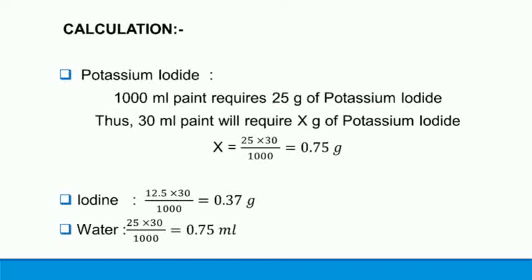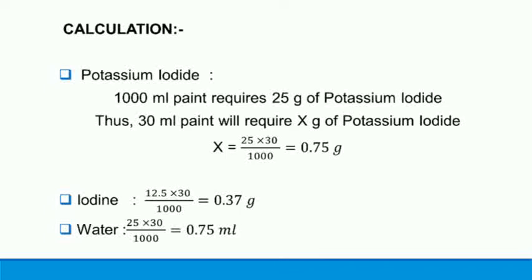So x is equal to 25 into 30 upon 1000, so you will get 0.75 gram. So you need 0.75 gram of potassium iodide for 30 ml. If instead of 30 ml I had asked you to prepare 20 ml, then you would do cross multiplication like 25 into 20 upon 1000.